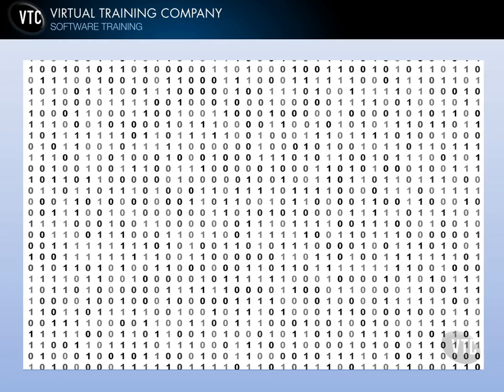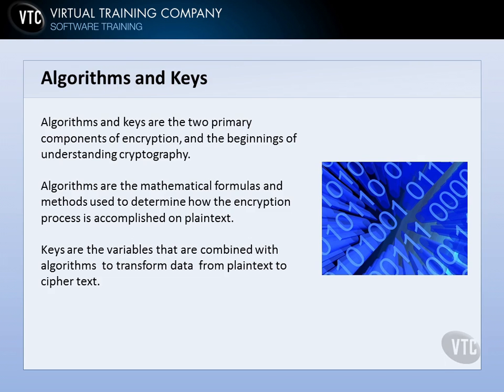To begin our discussion on cryptography, it's helpful to discuss some of the basic components of encryption, and the two basic components that we want to look at first are algorithms and keys. Now, algorithms and keys are pretty much the two primary components of encryption, and in order to understand cryptography, you need to understand algorithms and keys themselves.